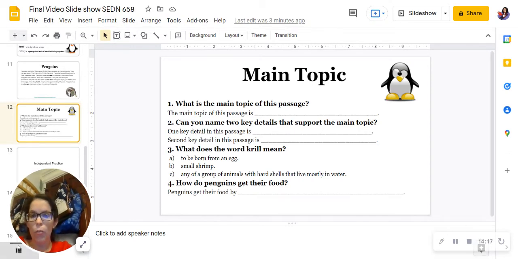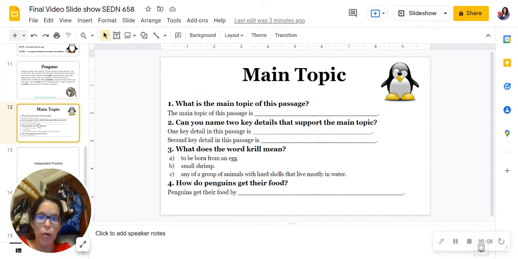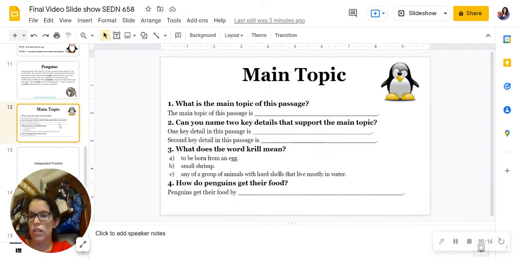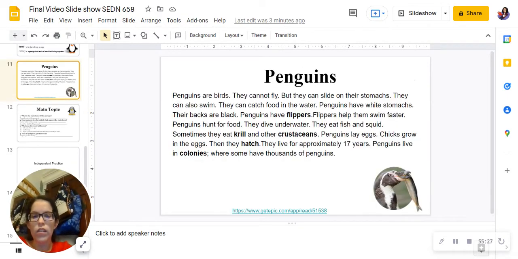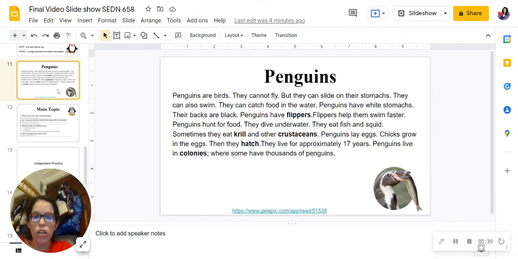And I would have them go back to the passage, have them look about it. Many students said the main topic was penguins, and then they would tell me a key detail, like penguins have flippers, maybe someone would say, or also another one of students said they can swim. And some even wanted to add a little more key details. Like Corey, he said that penguins lay eggs, so that would be another key detail. Then we talk about what the word krill means, and we'll think about those vocabulary words we discussed before reading the passage, and automatically students would think, oh, small shrimp, or they would refer back to the passage to find what krill means.